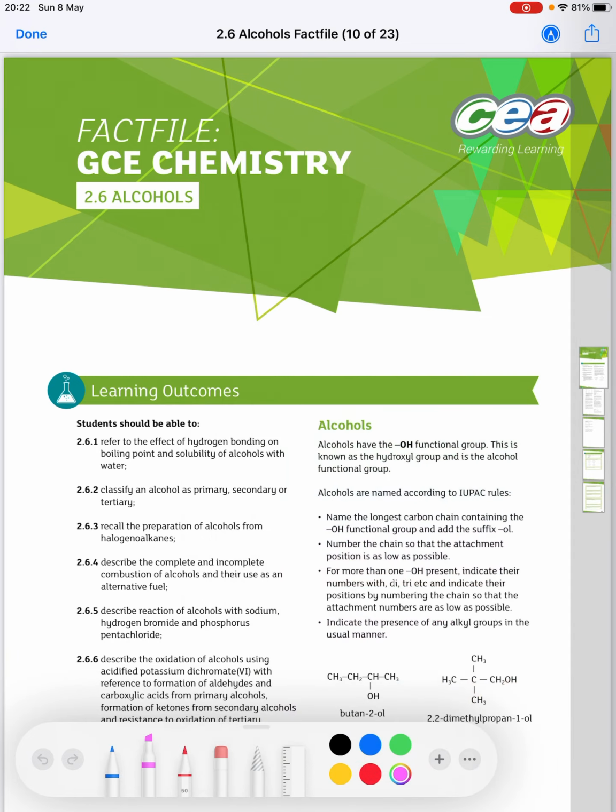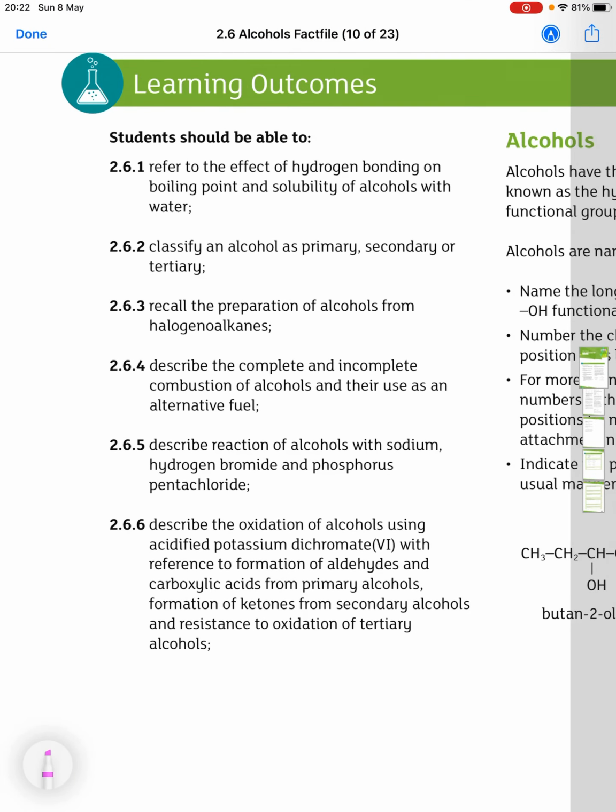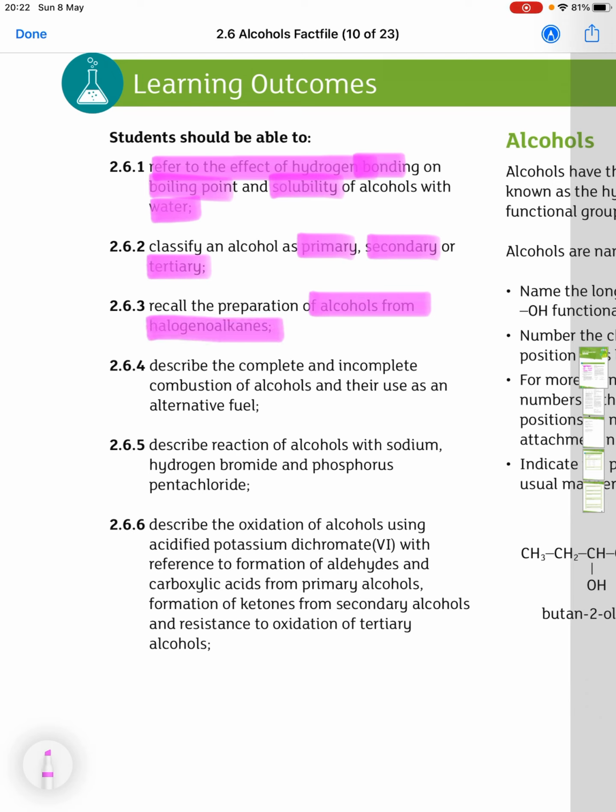So this is the fact file for 2.6 alcohols. We see here there are 6 things that you need to know. The first is to refer to the effect of hydrogen bonding on boiling point and solubility of alcohols with water. Then to classify an alcohol as primary, secondary or tertiary. To recall the preparation of alcohols from halogenoalkanes. To describe the complete and incomplete combustion of alcohols and their use as an alternative fuel.